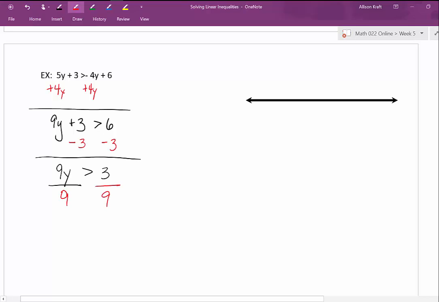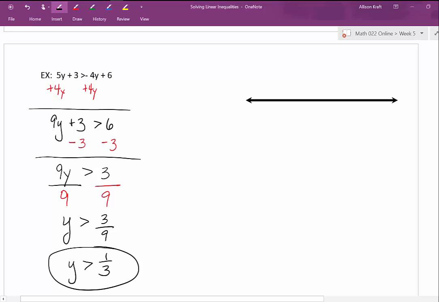Nine does not go into 3, so I know that my answer is going to be a fraction. I need to simplify my fraction. 3 over 9 simplifies to be 1/3. There's my solve. I'm going to find 1/3 on my number line.